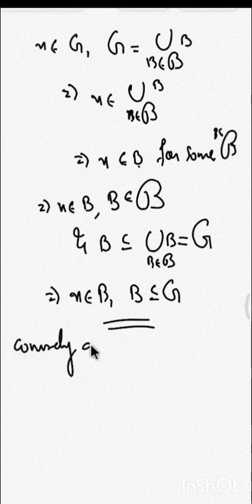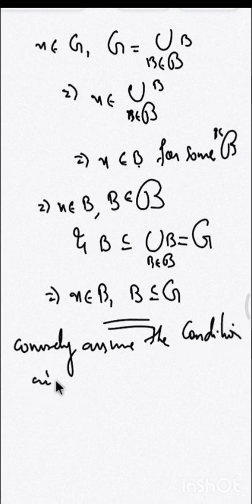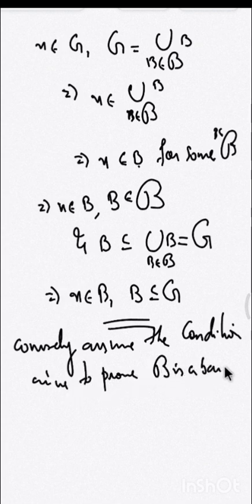Conversely assume the condition. We have to prove script B is a base. Here we have to verify the basic definition. For that, let G be an arbitrary open set, an arbitrary member in tau. We have to prove G can be written as union of members of script B. When G belongs to tau, actually we can only apply our given condition, that is for every small x and an open set containing it.